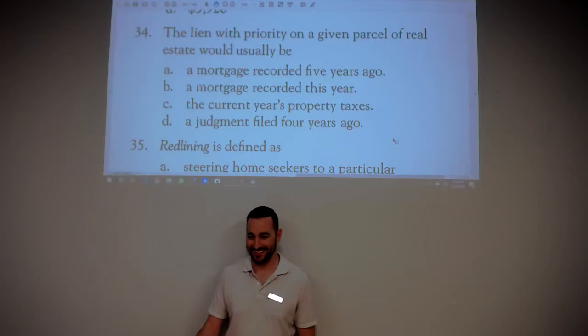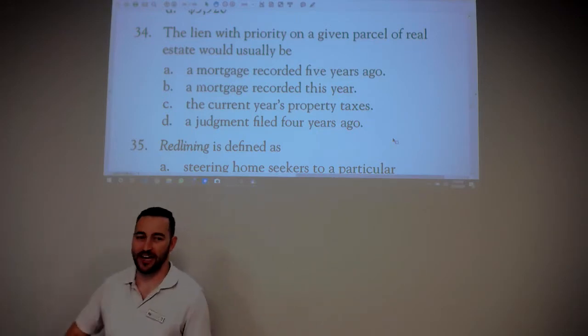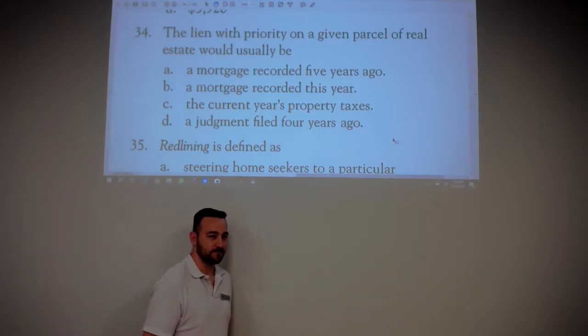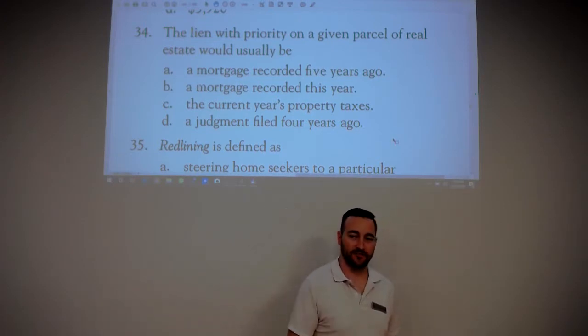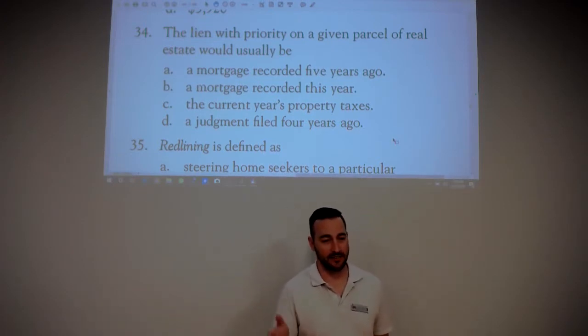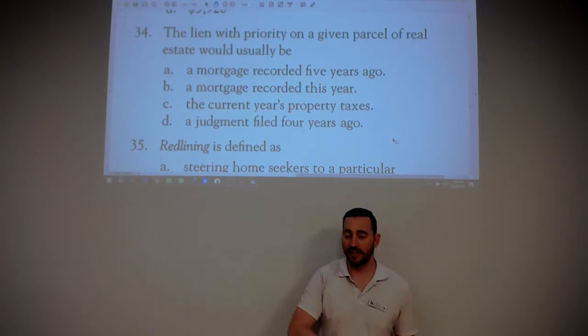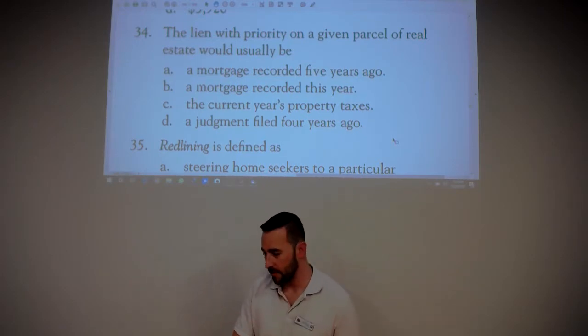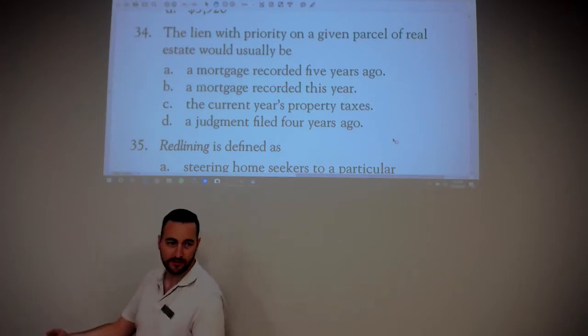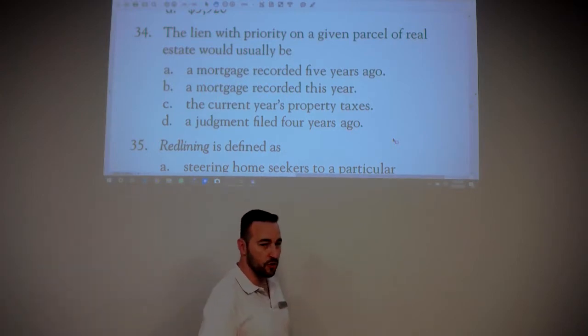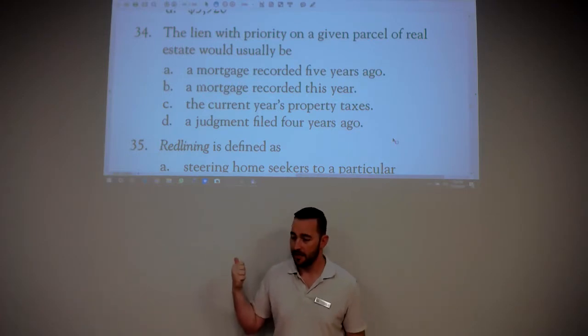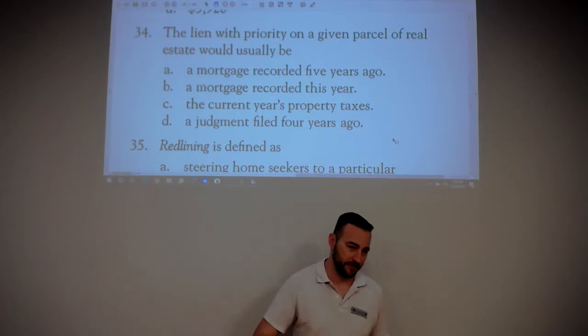So it was C. So if it hasn't been paid yet, it doesn't matter. What we're saying is that this year's taxes are the first thing to get paid. Then comes that mortgage that was 5 years ago. Then comes that judgment that was 4 years ago. And then comes that second mortgage that was filed this year. Does this make sense? So if we're looking at the order, it would be C, A, D, B.